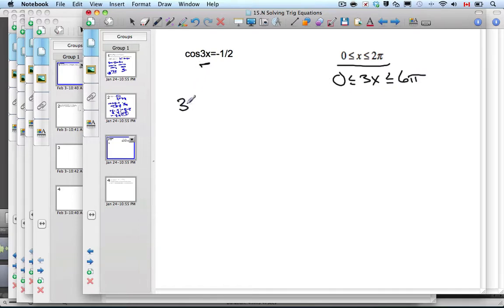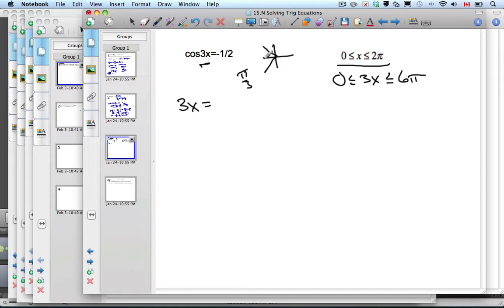So if I just do my inverse of cosine, I know my angle for 1/2. My reference angle is pi over 3. And it's negative, so that's going to put me here and here.